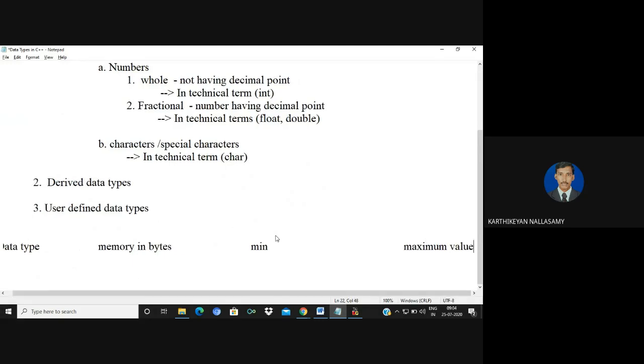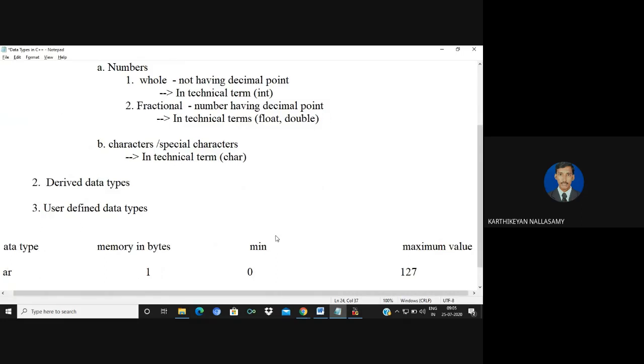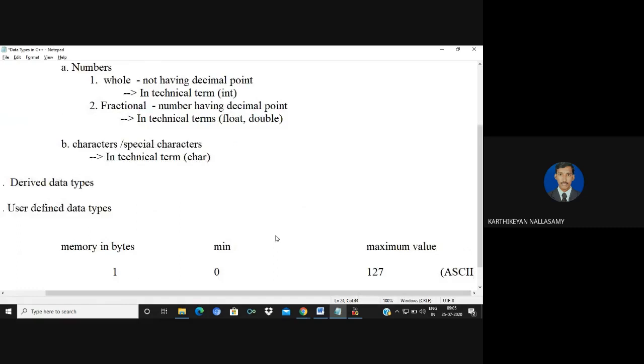I will go with the order. The first one is character. Only 1 byte of memory is allocated per character. The minimum value is 0, and the maximum value is 127. If you see the ASCII table, ASCII is the expansion of American Standard Code for Information Interchange, used for translating alphabets into number representation, converting the number into binary to store in the memory. This is the ASCII format.